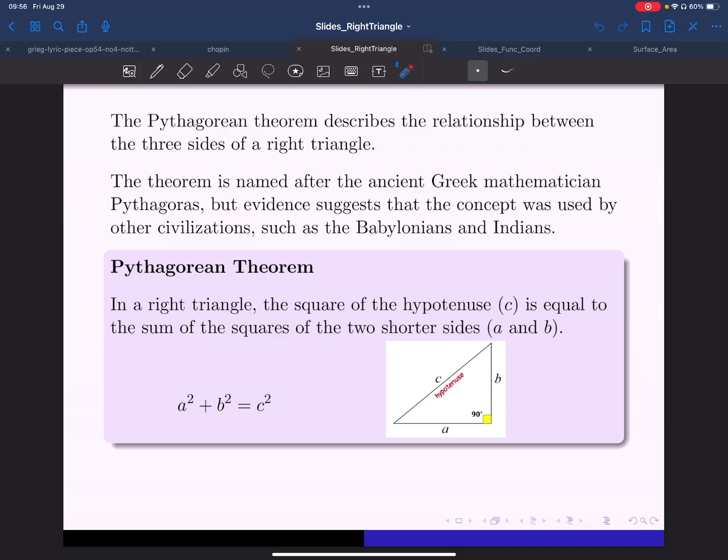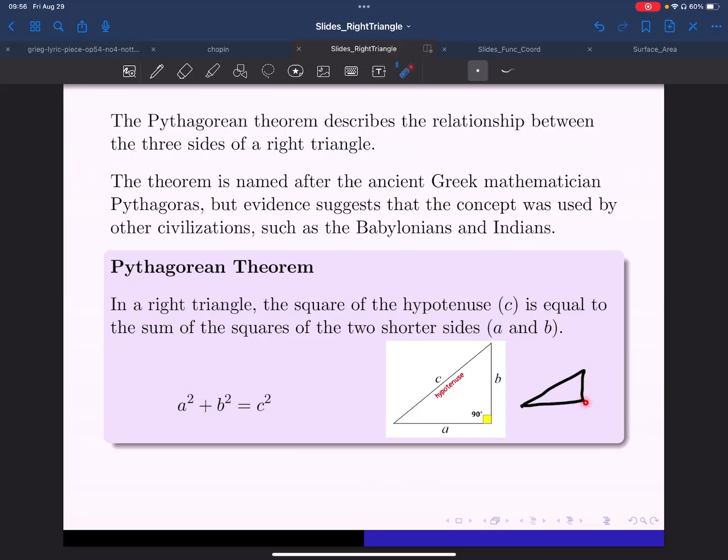So we have the right triangle. Here is my right angle. Opposite the right angle is always the longest side, and that side is called the hypotenuse. So this side squared is equal to the legs, the shorter sides A and B. Those sides can be the same, but they do not need to be. We can have a right triangle like this, and this side would always be the longest, called the hypotenuse, and this is one leg, and this is another leg.